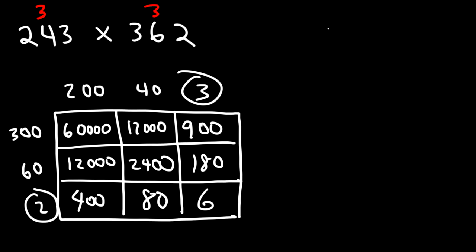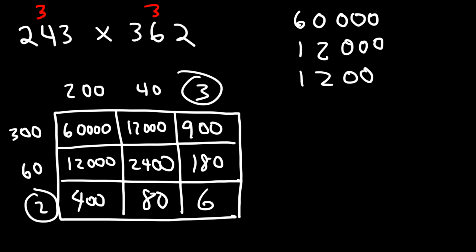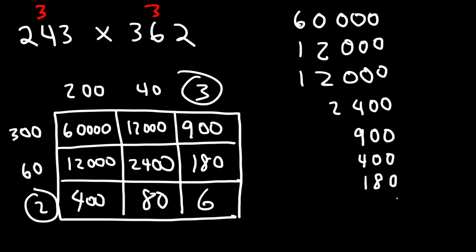So let's add up the numbers. So we have 60,000. Let me just write this better. And then 12,000 plus another 12,000. And then it's 2,400. And then we have 900. And then 400. 180. 80. And then 6.